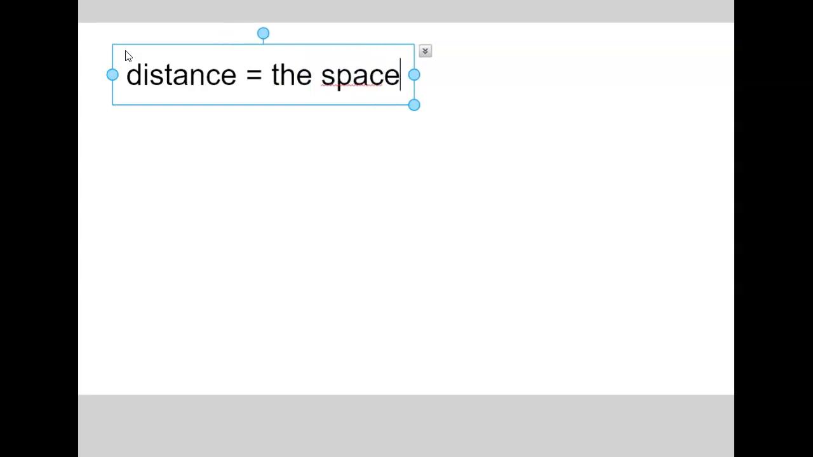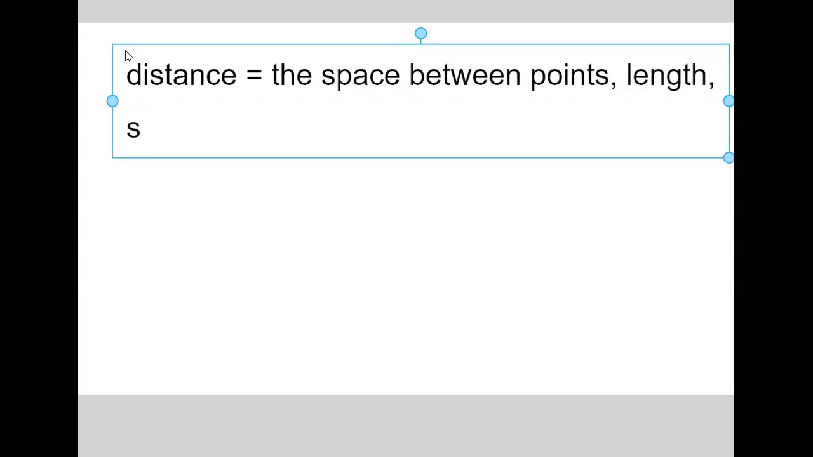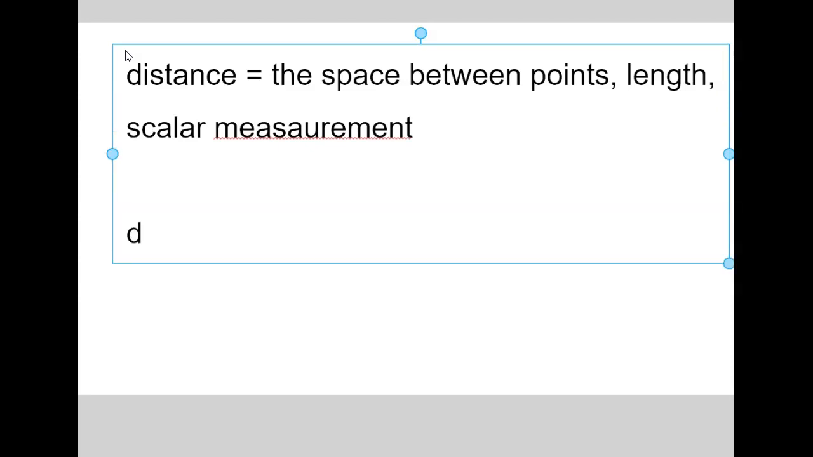So distance, make sure you write this down. Distance is the space between points. It's a length. It's a number of steps. And it is what's called a scalar measurement, where displacement is the change in position.